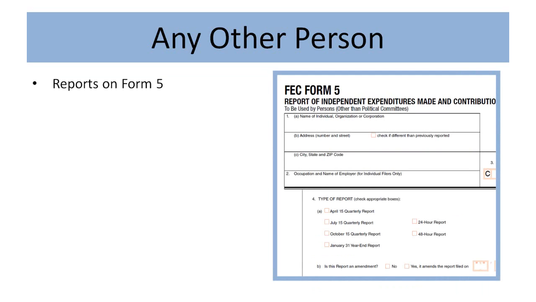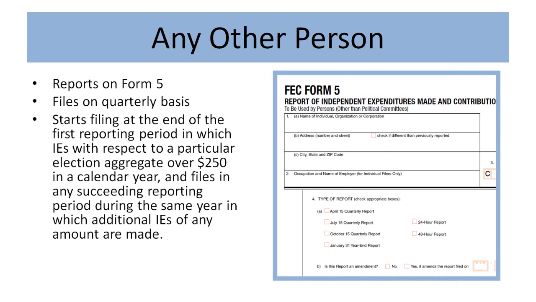Filers that fall into the any other person category are required to file reports of independent expenditures on the Form 5. These reports must be filed at the end of the first quarterly reporting period in which independent expenditures for a particular election aggregate more than $250 in a calendar year. You also have to file in any following quarterly reporting period in that same year in which any additional independent expenditures are made. In addition to these filings, 24 and 48-hour reports may be required. We'll cover that later in this video.